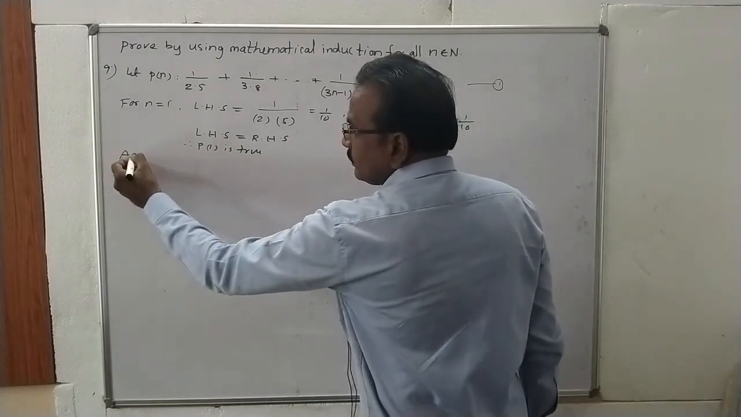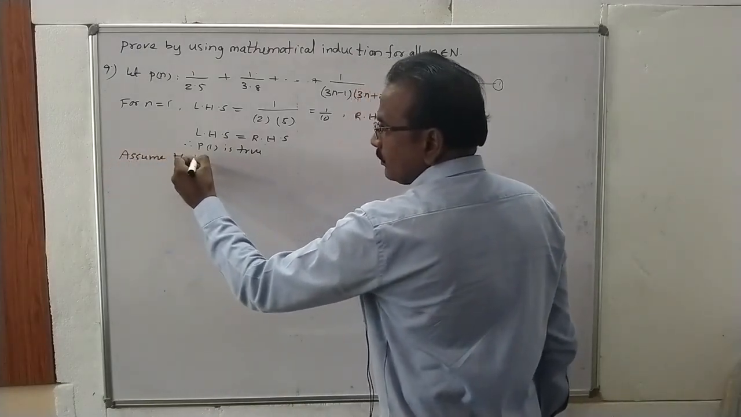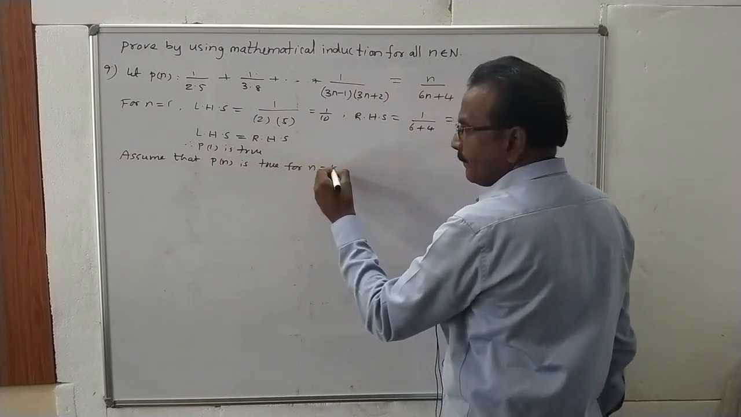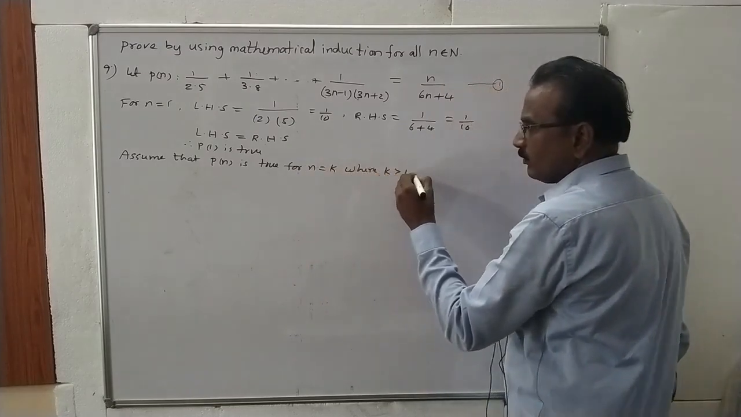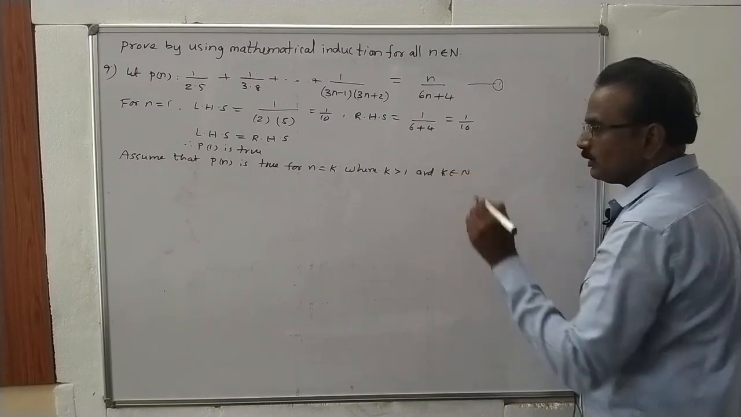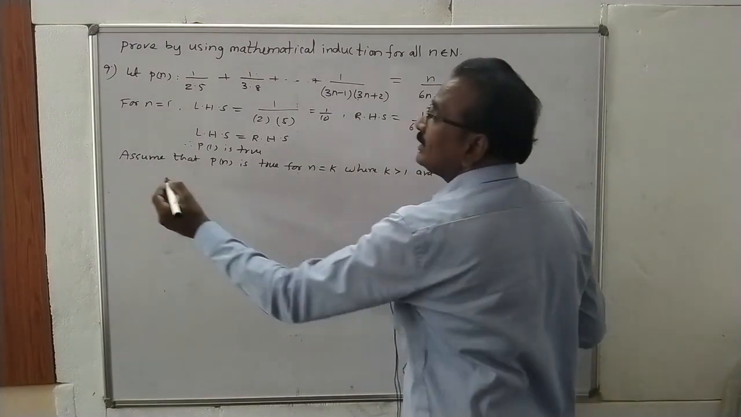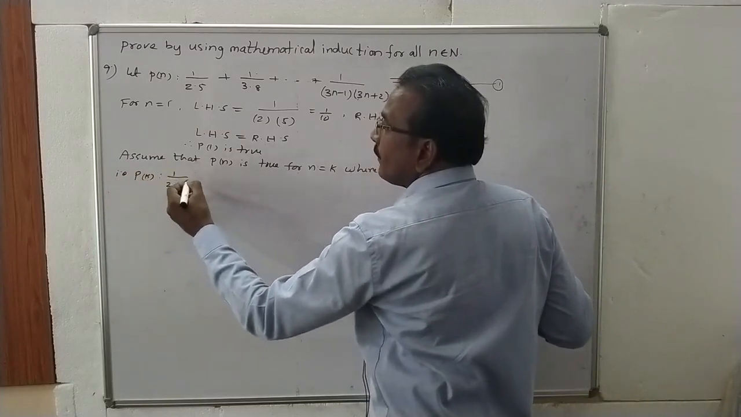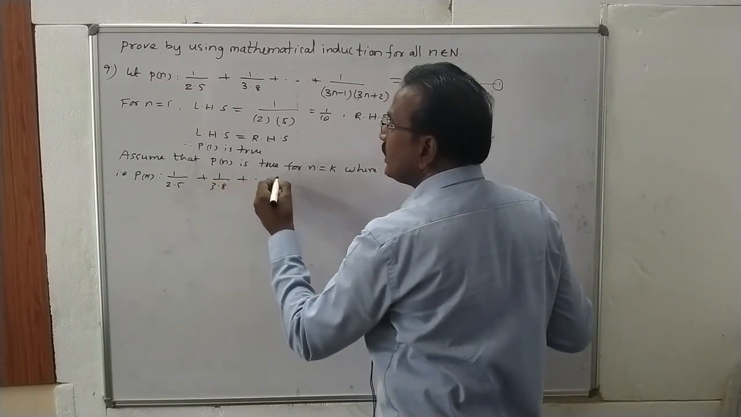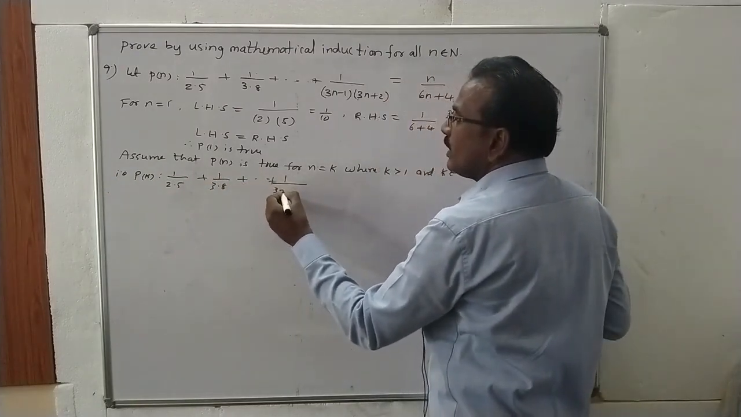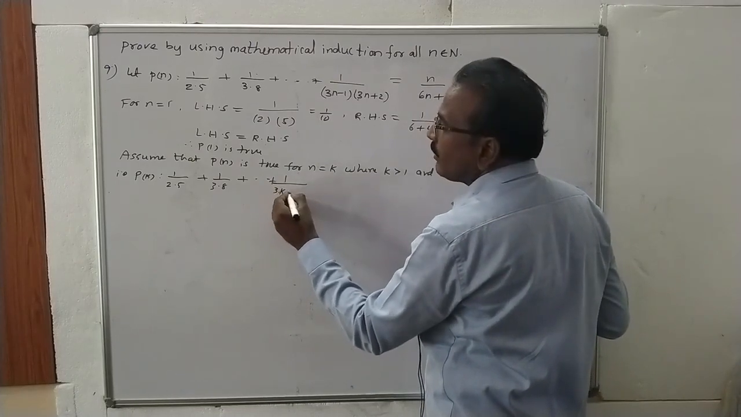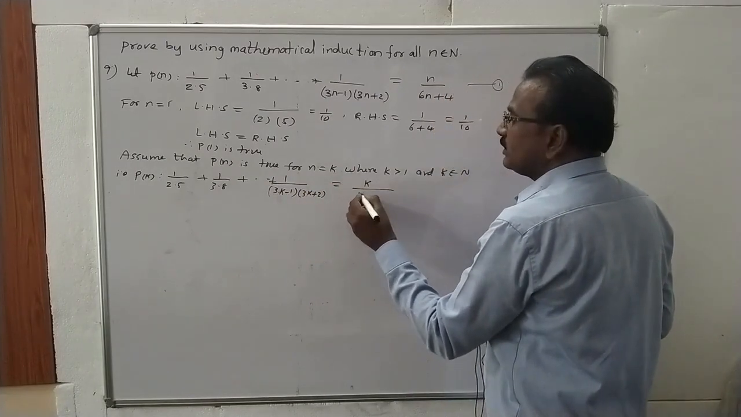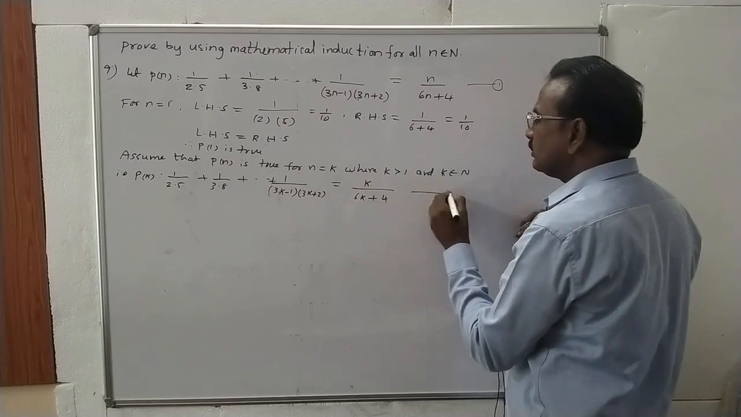Next, assume that P of n is true for n is equal to k, where k is greater than 1 and k belongs to natural numbers. That is, P of k is 1 by 2 into 5 plus 1 by 3 into 8 plus dash dash 1 by 3k minus 1 into 3k plus 2 is equal to k by 6k plus 4. So this is equation 2.